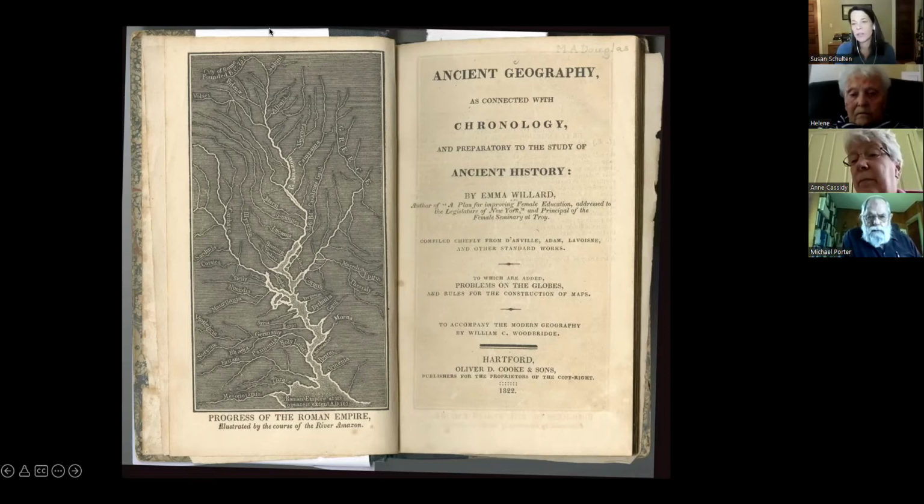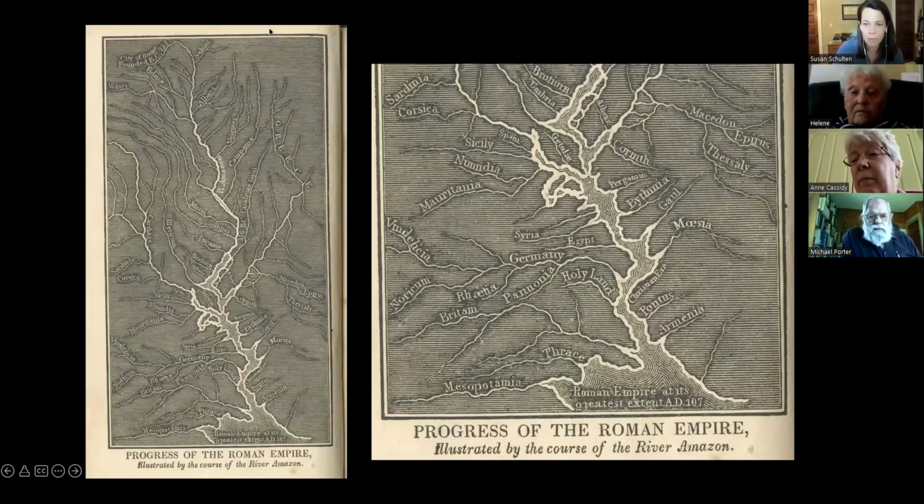So William Woodbridge assigns her the first part of the text, the ancient volume. And what she does, and I'll show you the image at left, both in full and in zoom, she wants her students to see ancient history visually. And so what she offers is a picture of Roman history in the form of the Amazon River. And I know it strikes us as odd. What could one have to do with the other?